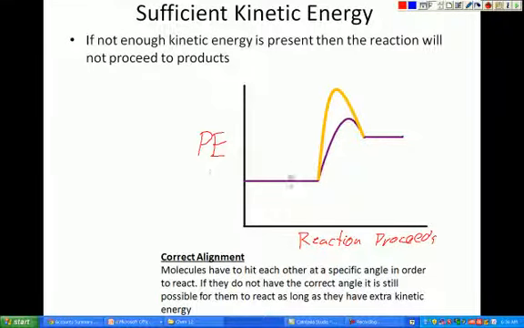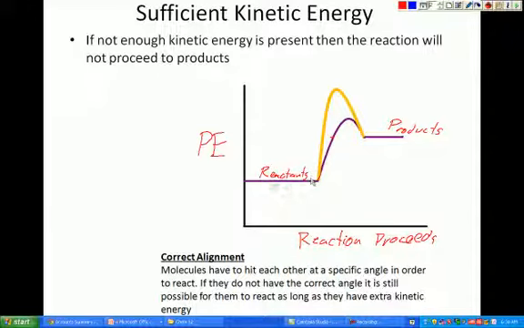Now, what we see here is that if a reaction has a certain amount of potential energy, it needs to increase its potential energy in order for a reaction to proceed to products here. If it doesn't have enough, the reaction will come up, get very, very close to reaching the activated complex, and then fall back down to the reactants.